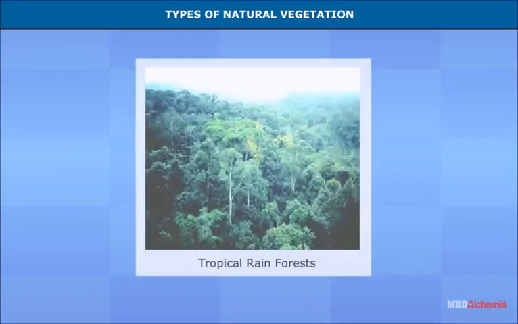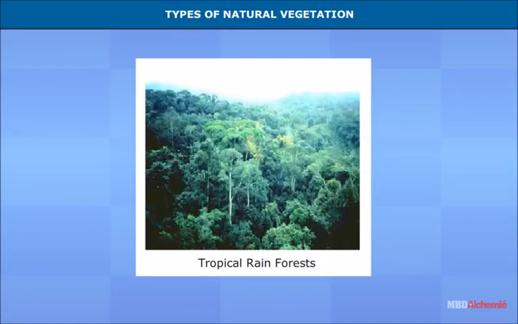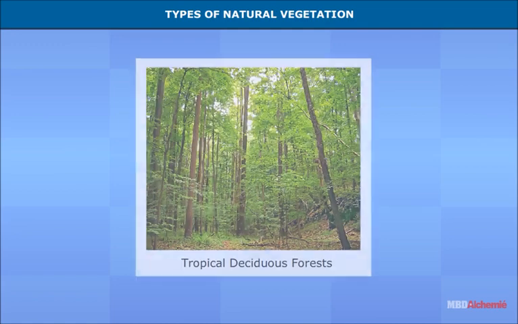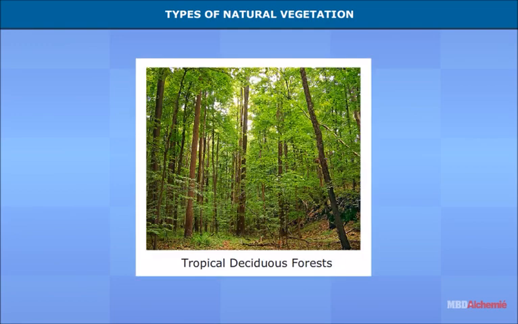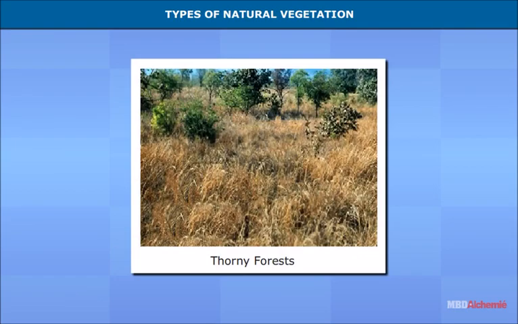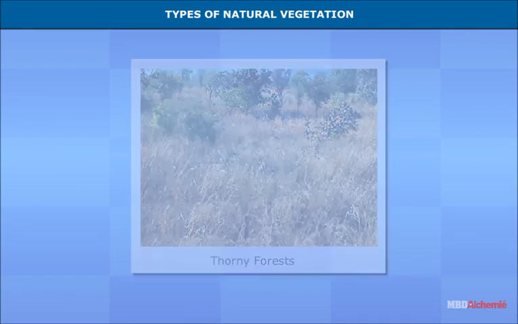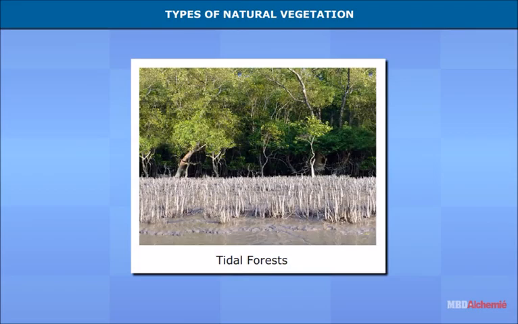Types of natural vegetation. Excluding the mountain forests found in the Himalayan region, the natural vegetation of India is classified into four main categories: tropical rainforests, tropical deciduous forests, thorny forests, and tidal forests.